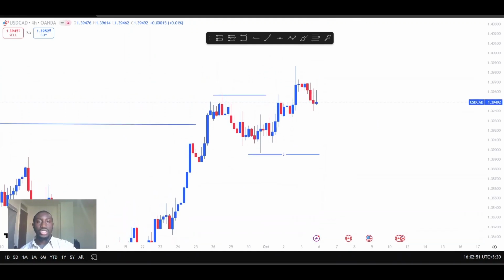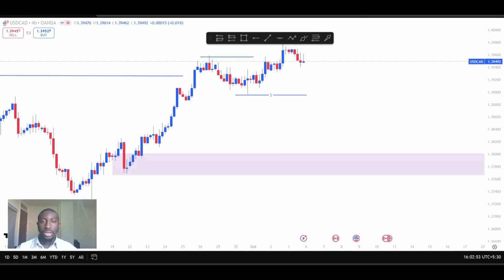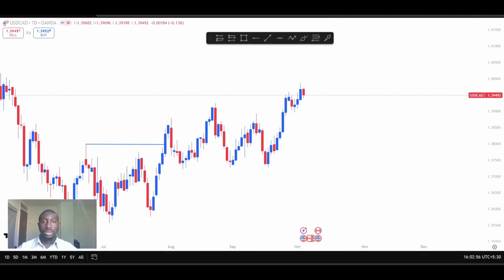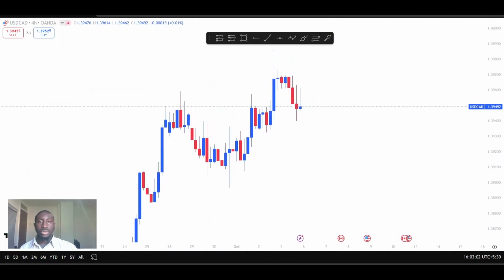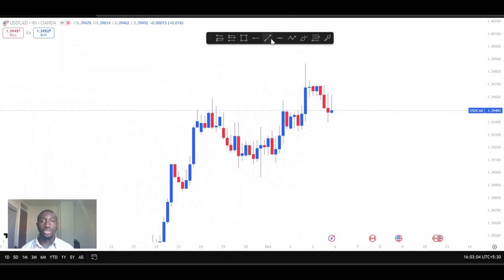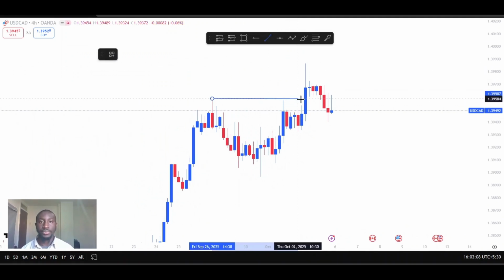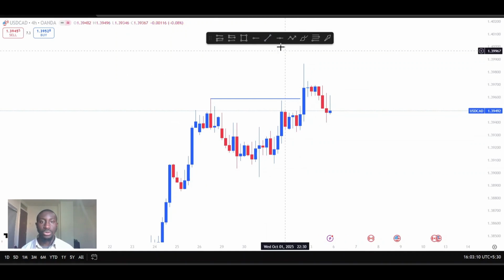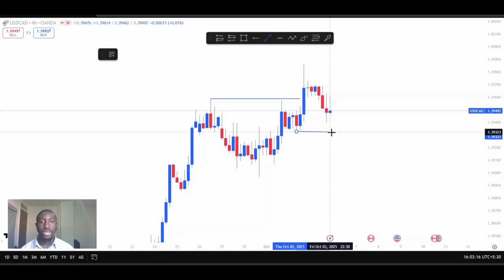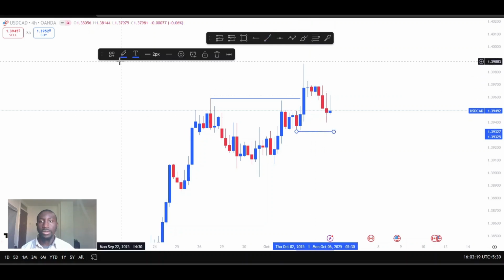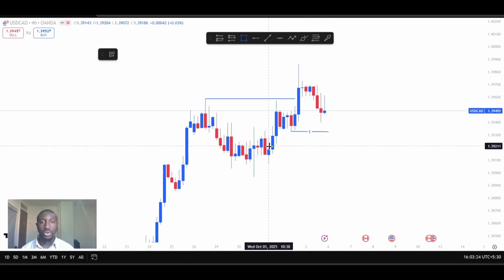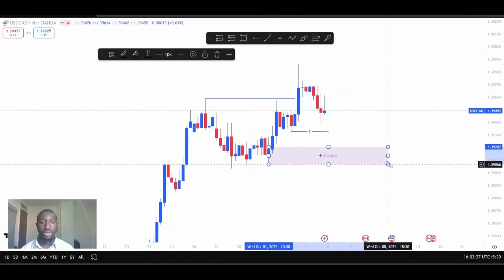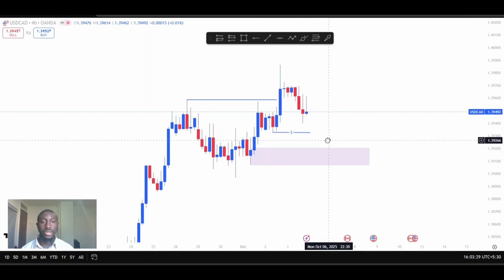So what I'm going to be expecting for now is that these sellers are weak. So there's a break of structure from here. I'm not trading this pair. Now, this is the first liquidity that price needs to grab. Then this is the area that we're going to be watching out for before we are going to buy USD CAD again.